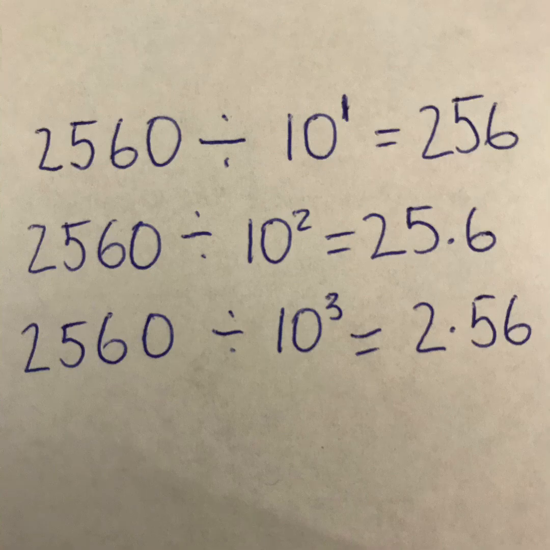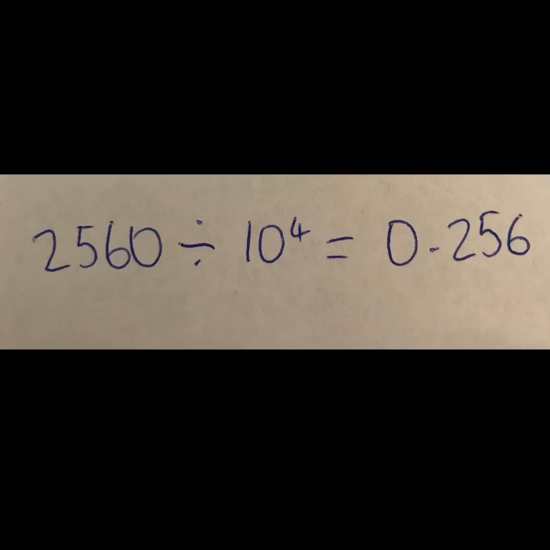If we divide it by 10 to the power of 3, we move it 1 further place to the left and get 2.56. And finally, if we divide it by 10 to the power of 4, 2,560 divided by 10 to the power of 4 equals 0.256. We have to put a 0 point in front of it.